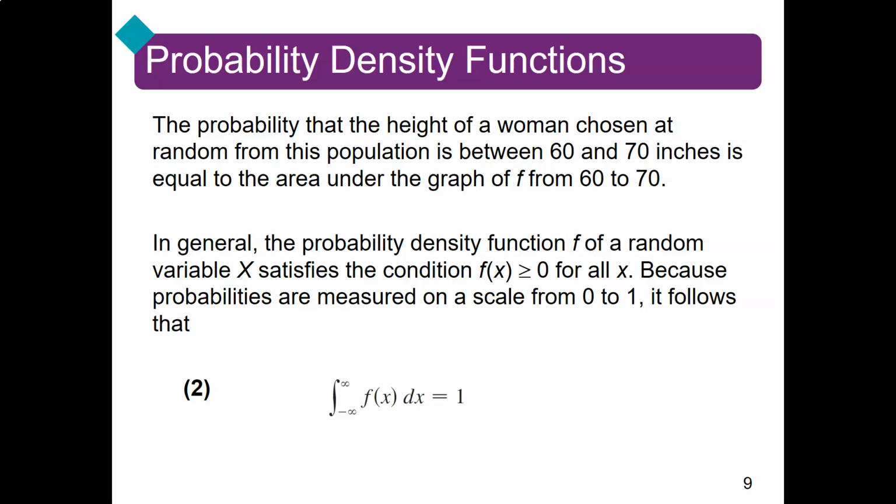The only thing that we need to check, in general, is that a probability density function of a random variable satisfies the condition that the function is greater than or equal to 0 for all x. And since the probabilities all have to be between 0 and 1, if you integrate the entire space, here it says negative infinity to infinity, it doesn't necessarily have to be negative infinity to infinity. You might have a function whose domain is smaller. In that case, you just integrate the entire domain. If you integrate the function over its entire domain, it has to come out to 1.